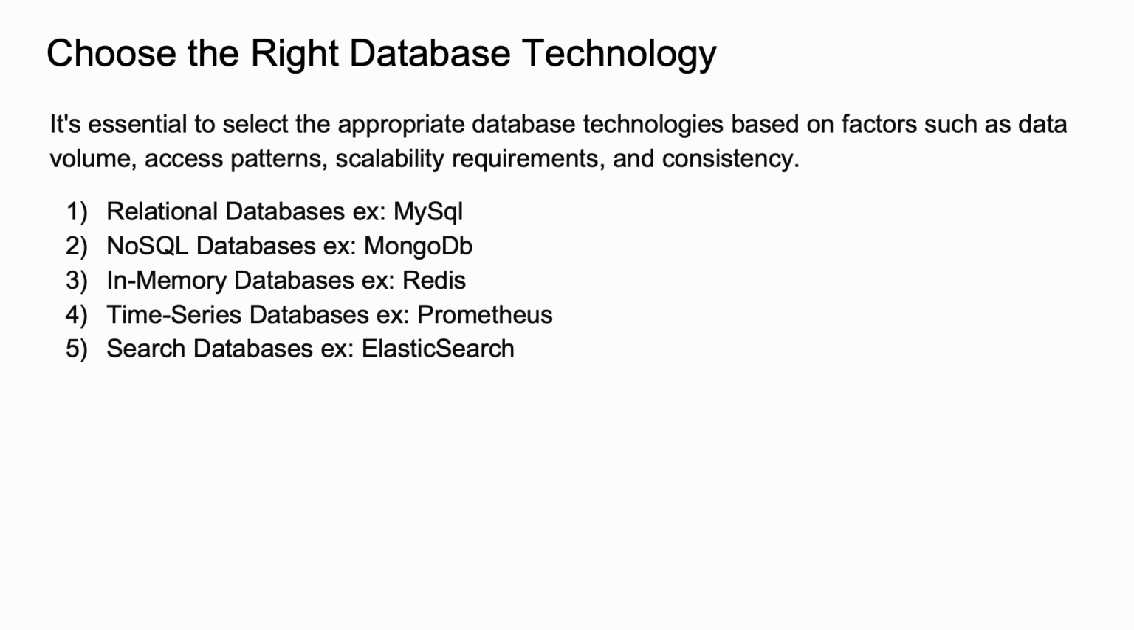In-memory databases like Redis prioritize speed by storing data in memory, ideal for caching and real-time applications. Time series databases such as Prometheus specialize in storing and querying timestamped data points, perfect for monitoring and analytics. Search databases like Elasticsearch provide advanced full-text search capabilities, vital for applications requiring robust search functionalities.